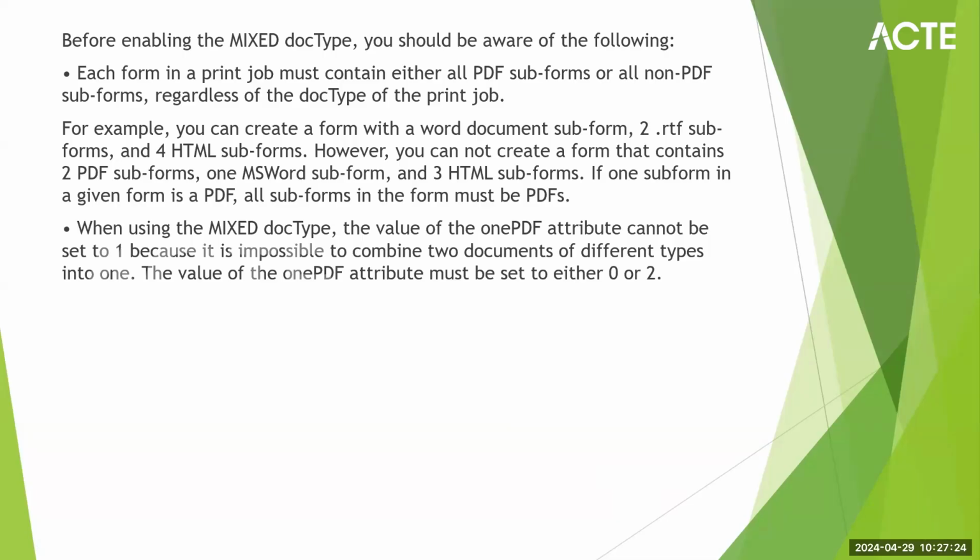So basically, you know, like the quote letter or binder letter, each and every form or subform will be only in PDF format. In that case, it should be either PDF or non-PDF. This is the first and foremost rule for any print job. For example, you can create a form with a Word document subform, a second RTF subform or an HTML subform. However, you cannot create a form that contains two PDF subforms and one MS Word subform. All the subforms should be either PDF or MS Word.